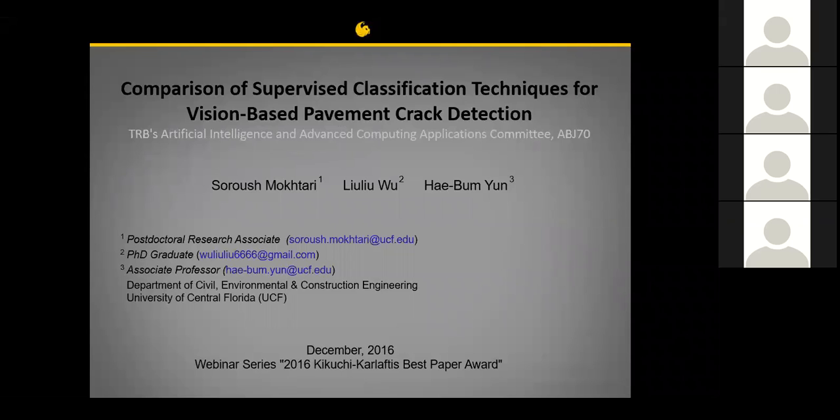As Dr. Tawfiq kindly introduced me, I'm Soroush Mokhtari, and I'm a postdoctoral research associate at University of Central Florida. And I'm presenting our research on classification techniques for pavement crack detection, pavement evaluation.